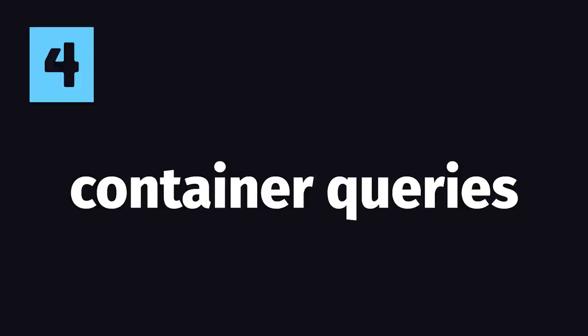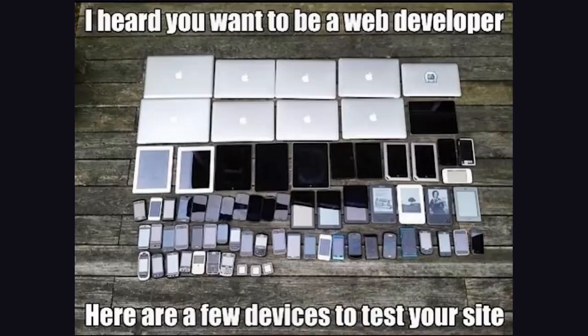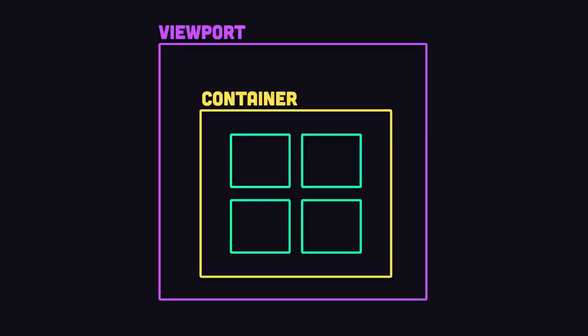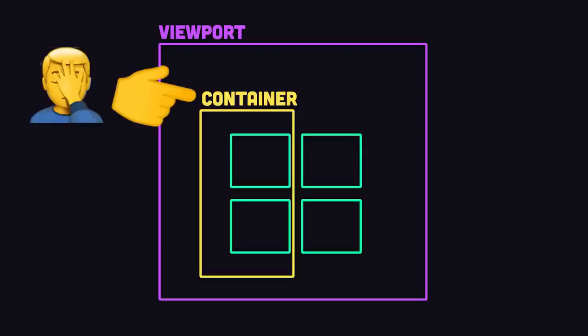Next on the list, we have container queries. To build responsive websites, developers often use media queries, where you apply different styles to an element based on the size of the viewport. The problem is that in many cases, you're not worried about the viewport, but you're worried about the parent container of an element. And that's always been really hard to deal with until now.